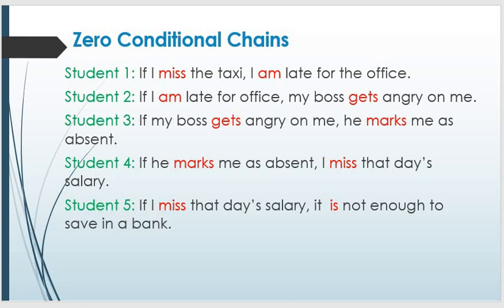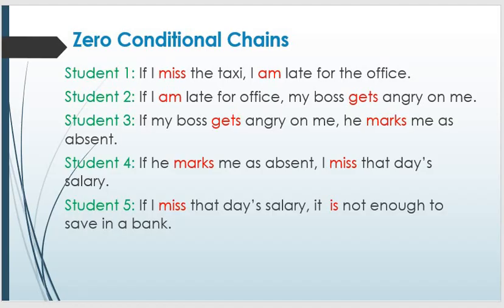So this is my sample example. You can take different examples related to the zero conditional structure. Possibly in common understanding, we believe such kinds of structures are true. Let's see, student 1 says, if I miss the taxi, I'm late for the office. The next student, if I'm late for office, my boss gets angry with me.